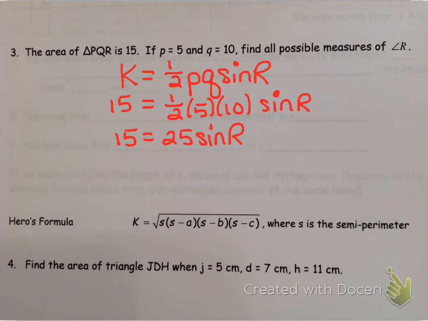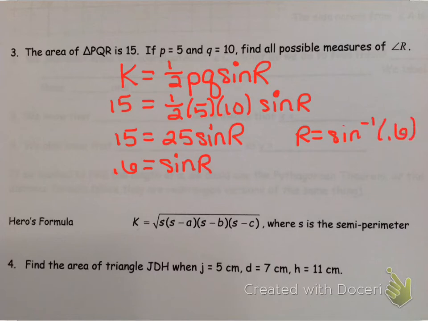Okay, and then I divide both sides by 25, and I get 0.6, or you could write it as 6/10 or 3/5, and that's equal to sine of angle R. And we're still going to need a calculator. You're going to have to do inverse sine, so angle R is inverse sine of 0.6.